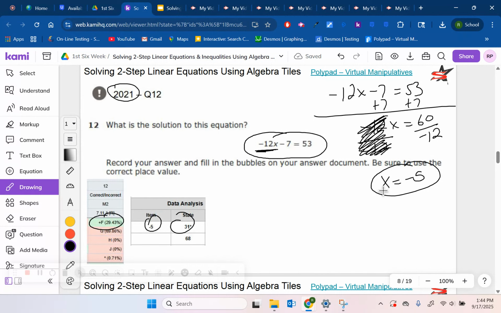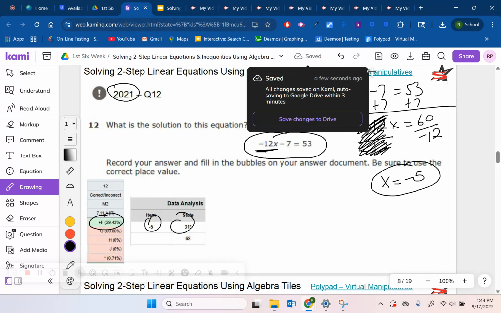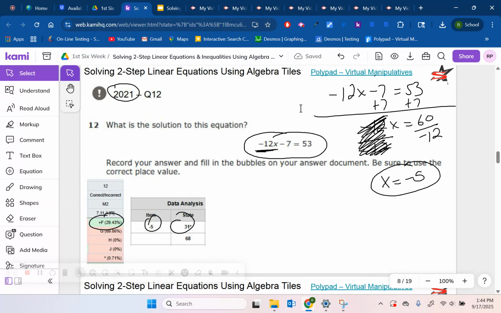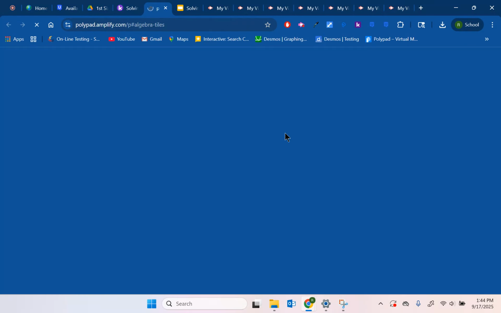Now, we can model this, though, with tiles first and develop some rules here to make this a lot easier. I learned this from some math teachers way back in the early 2000s on how they utilize tiles to take care of the negative variable problem. So let me tell you what they do. All right. And I love the move. So it's negative 12x minus 7 equals 53, right?